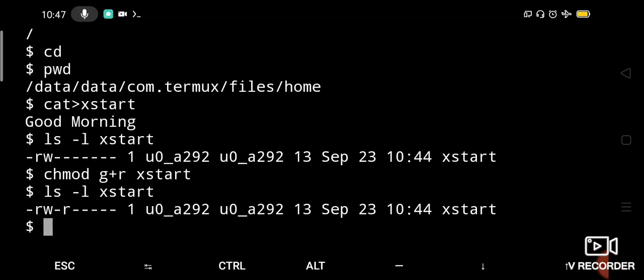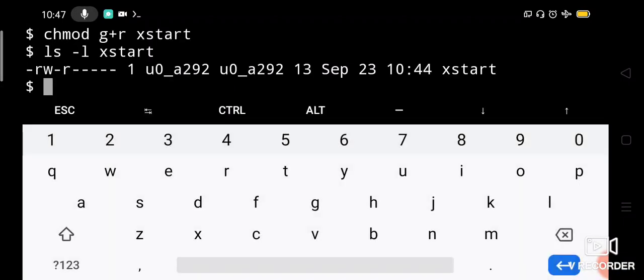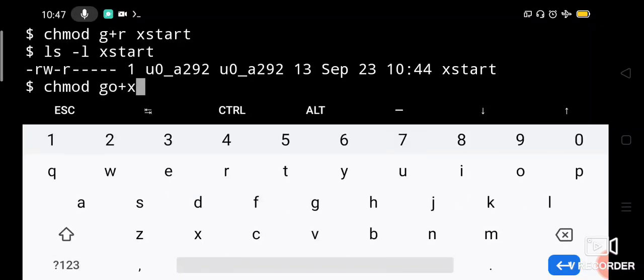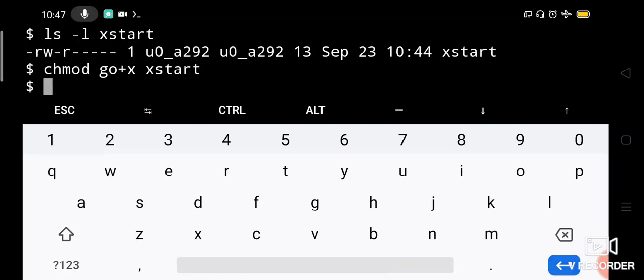Let us give execution permission for both group and others. So how to give? Let us say chmod for group and others. So you should say go for group and others. Let us give execution permission for the file exstart. chmod go+x means for group and others we are giving the execution permission. So it has executed successfully. Let us check.